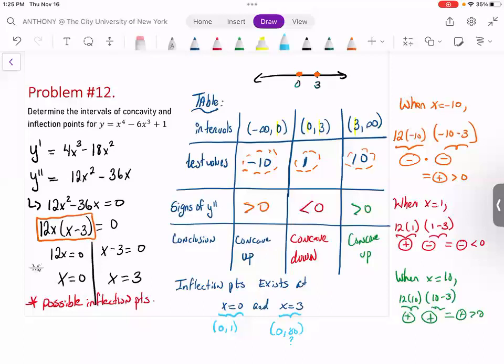But those would technically be your inflection points as ordered pairs. All right, and that's how you answer problem 12.